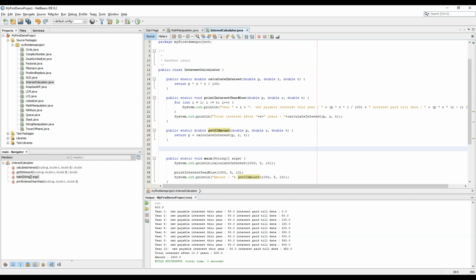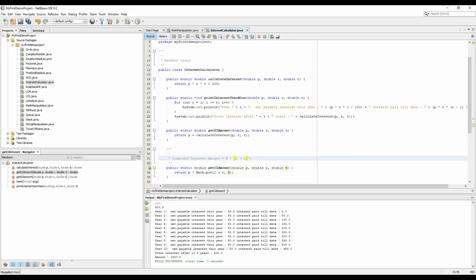The formula for amount in compound interest is a bit complicated. I am writing the formula here before creating the function. So I have written the formula p into (1 plus r) whole to the power t. Here we are assuming that the interest is calculated per year once. So let's create the function for getting the amount in the compound interest.